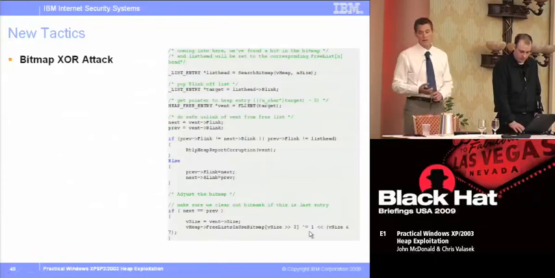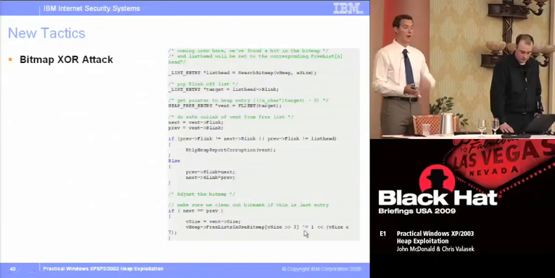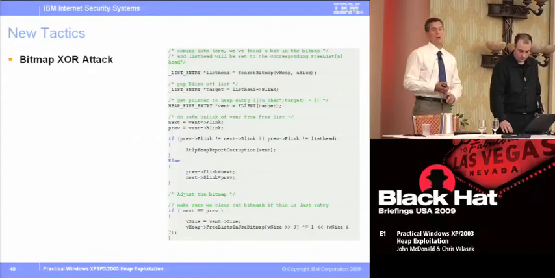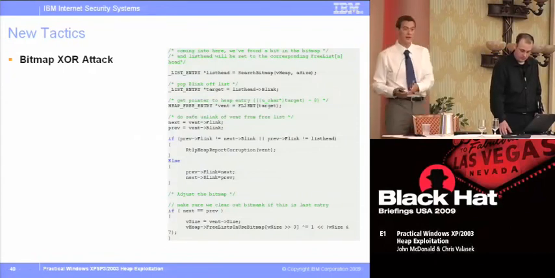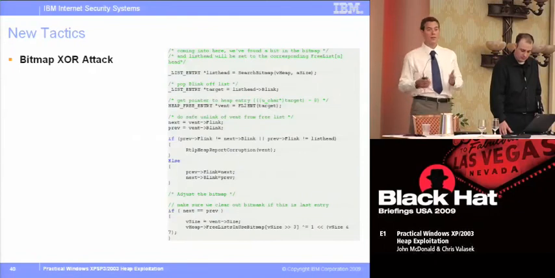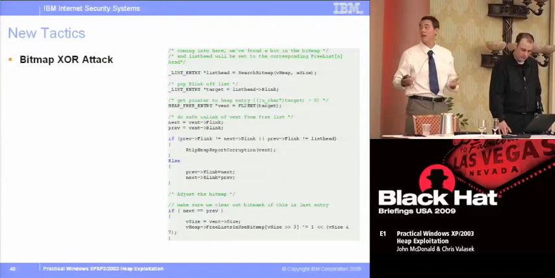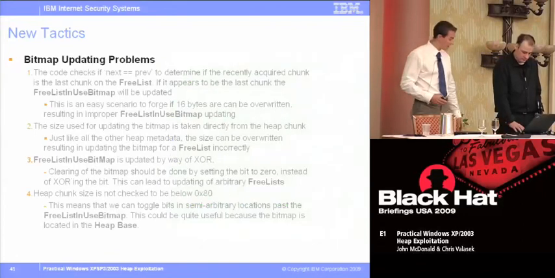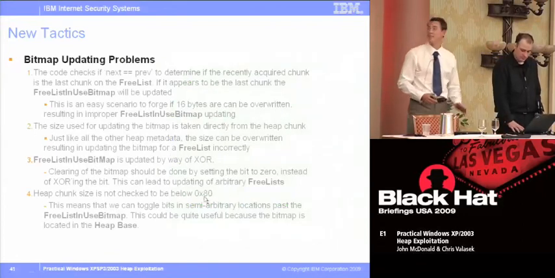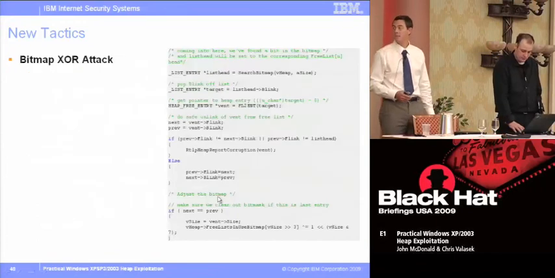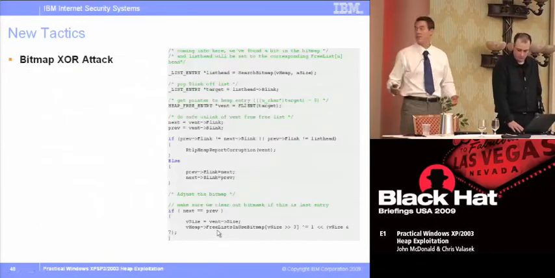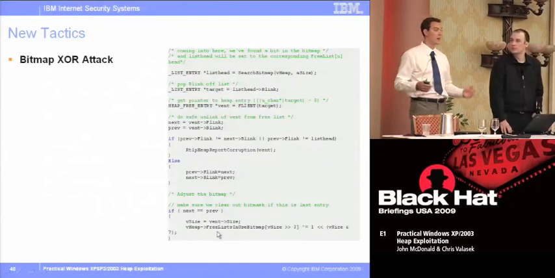And that means you can get it to update arbitrary bits in the free list, when in reality, if it's empty, you should just set it to 0 instead of XORing it, because if it's already empty and you trick it into being empty again, you can get it to think it's actually populated. And last and finally, it doesn't check the size is less than 80. That means you can actually write past where the free list use bitmap is on the heap base.